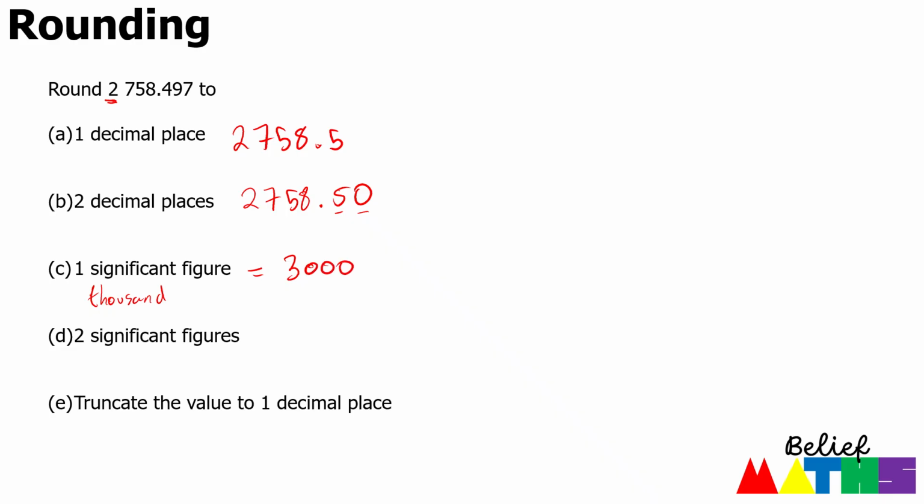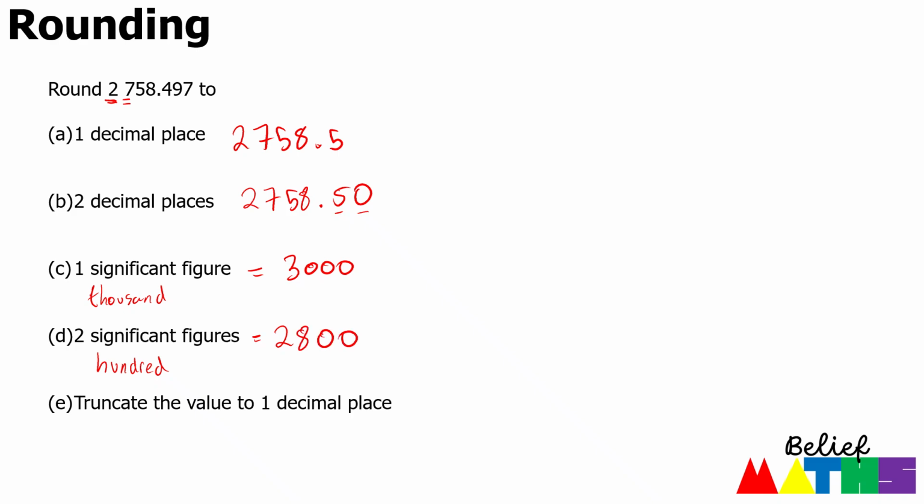Question D says 2 significant figures. So again, we go 1, 2. So our first digit, our second digit, and again, they have to be consecutive. Even if this 7 was a 0, that would be our second significant figure. And again, we're now looking, our 7 is in the second position, and that's in the hundreds. So we're actually rounding to the nearest 100, which in this case is 2,800, because the 5 will round the 7 up.